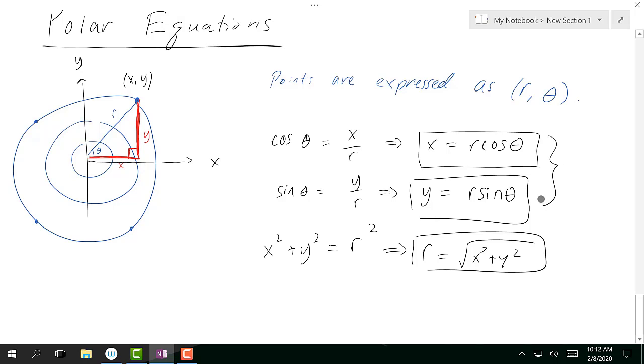For these first two, they're going to be useful for us when the points are given in terms of polar coordinates, and we want to recover the information about their rectangular coordinates. So this is going to be converting from polar to rectangular coordinates.